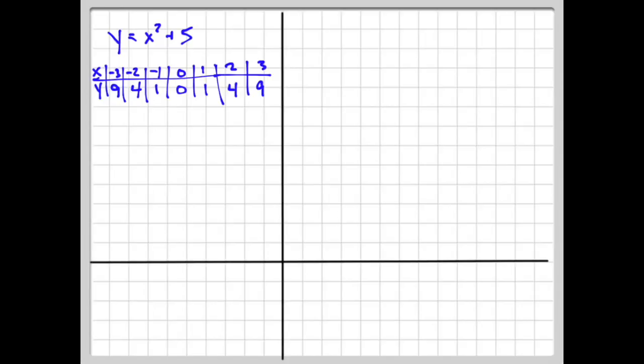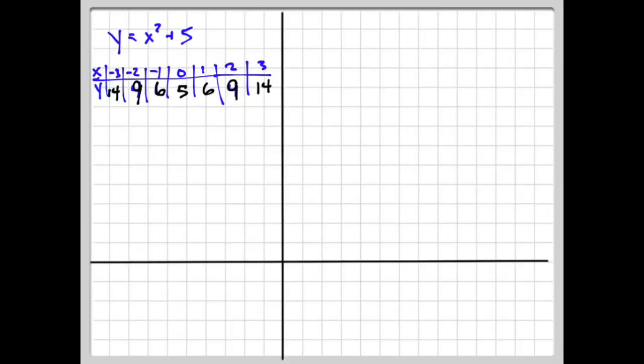So when we put 0 in, we got 0. But now we're adding 5, so we're going to get 0 plus 5, which is 0, 5. And 1, 1 becomes 1, 6. And 2, 4 becomes 2, 9. And 3, 9 becomes 3, 14. See, this is just a shift upwards 5 units.